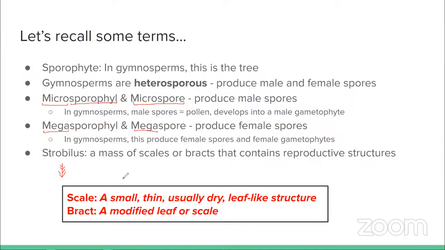Okay. The definition for strobilus refers to it as a mass, a group of scales or bracts. Just an FYI, a scale is going to be a dry little leafy structure. The scales on a pine cone are what you would expect them to be, those pieces that you can pull off. Bracts are related, but you're going to see different types of bracts throughout this course. A bract is just a modified leaf or a modified scale, some other kind of additional structure. We will see some pine cones that have both scales and bracts, which is why I'm mentioning this now.